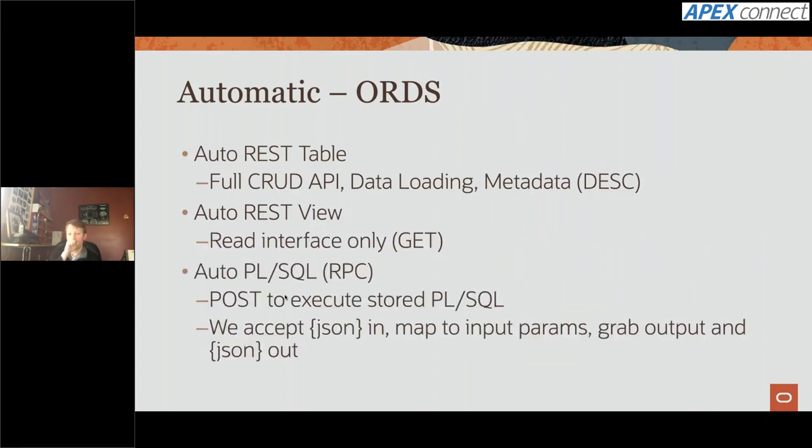So on the auto side, like we said, you get full CRUD APIs plus query, plus data loading, plus the metadata. You can get the definition of the tables. Now, if you want to REST enable, say, a table for query only, currently the only mechanism we have that is easy would be to create a view over the table and then REST enable the view, because then the view is read only. We actually don't support updatable views yet. That's on the endless list of things to do.